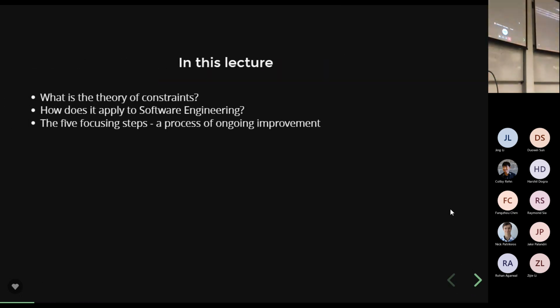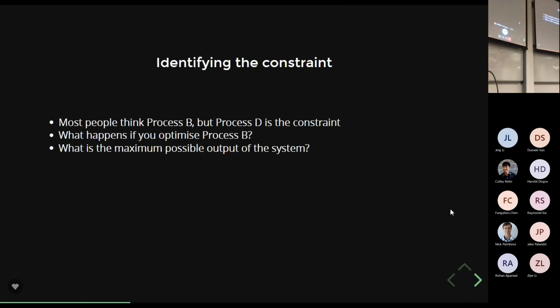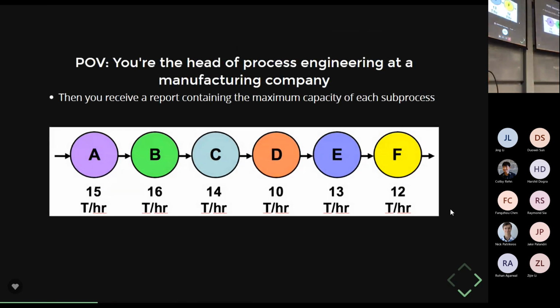Now, many of you said B. The answer is actually D. So D is what we call the constraint or the weakest link. And so if we try to optimize process B, go back up here, what we end up with is, let's say this goes to 20 tons per hour. So now we've got 20 tons per hour, but this C can only handle 14. So now, if you think of this as a manufacturing plant, you've just got all this stuff piled up right before C waiting to go in.